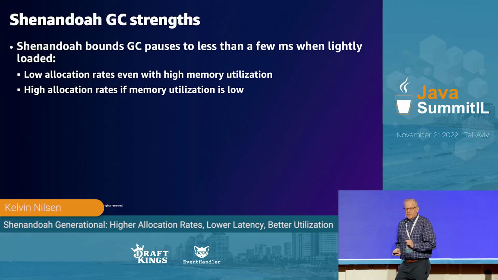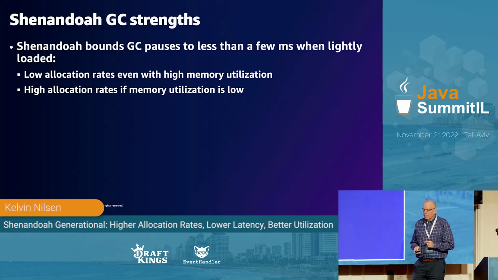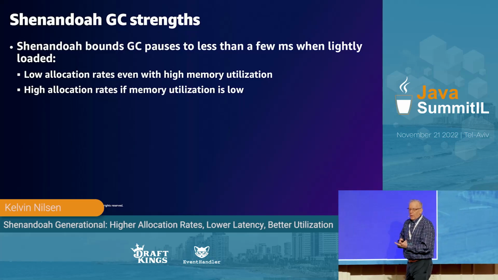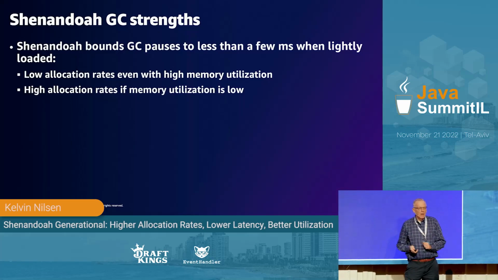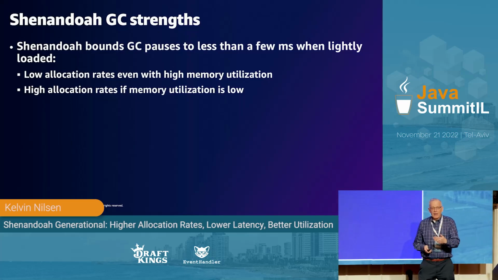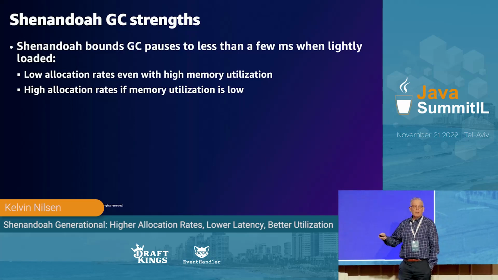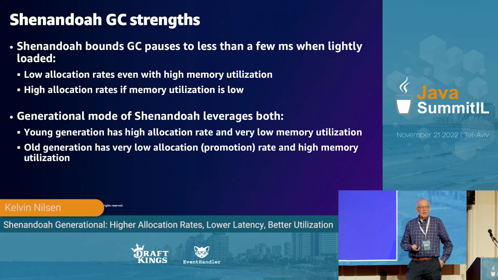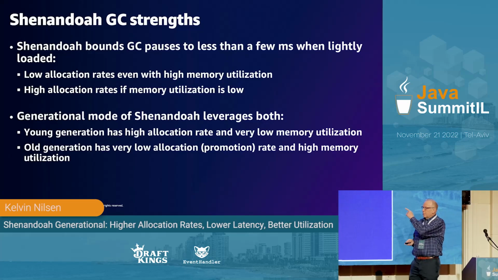We did extensive studies. What we concluded was Shenandoah GC works very well if you have low allocation rates, even if you have a high memory utilization. And it works very well if you have high allocation rates, but you have a low memory utilization. So in the generational mode of Shenandoah, our goal was to exploit both of those strengths.